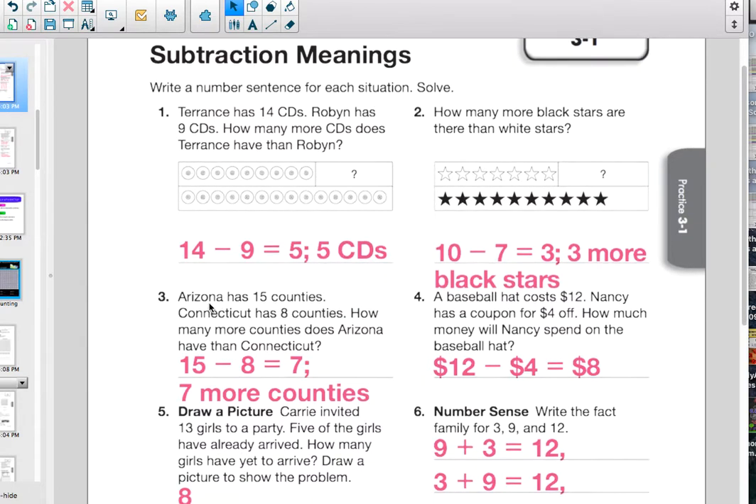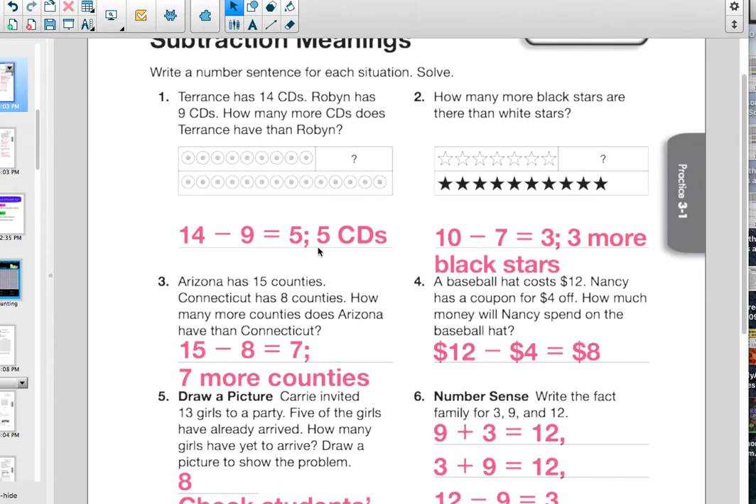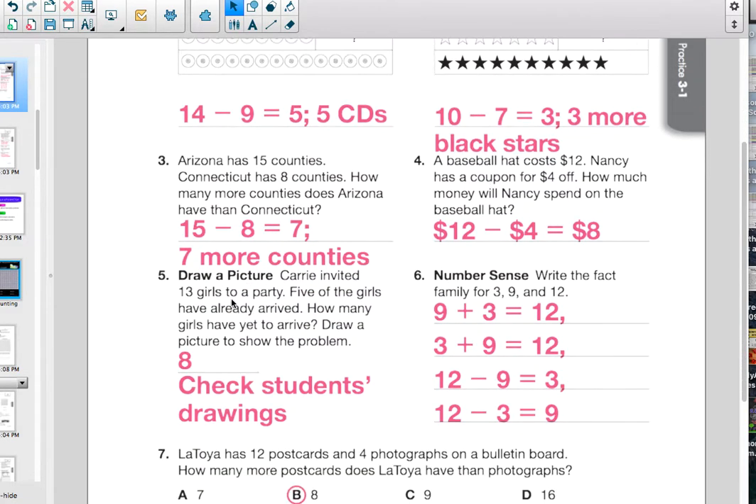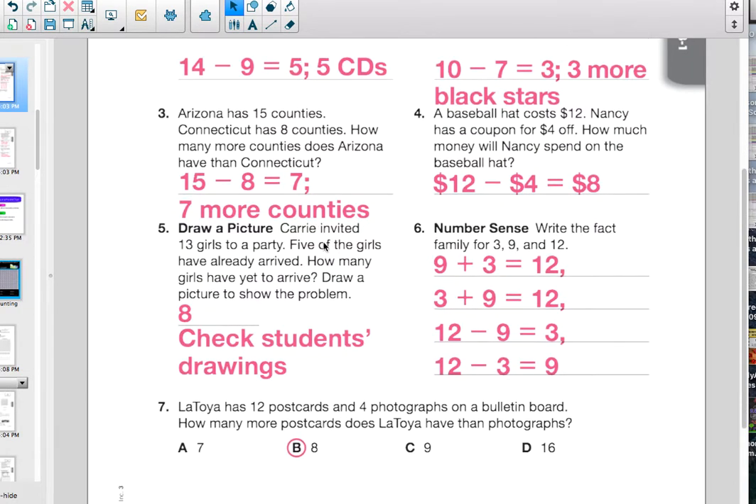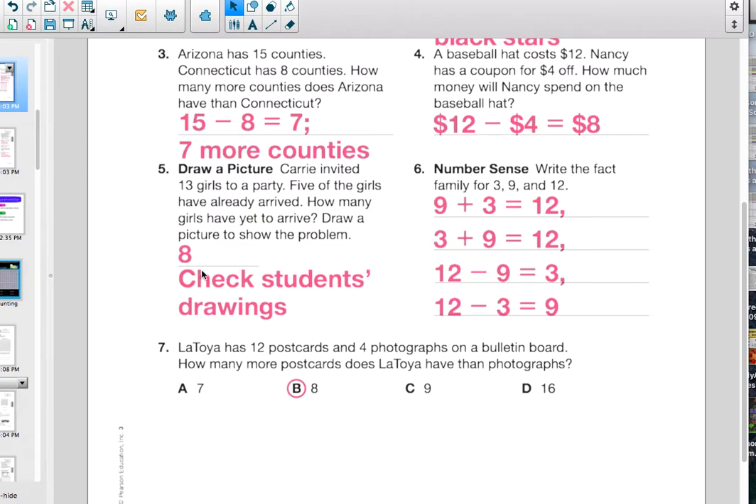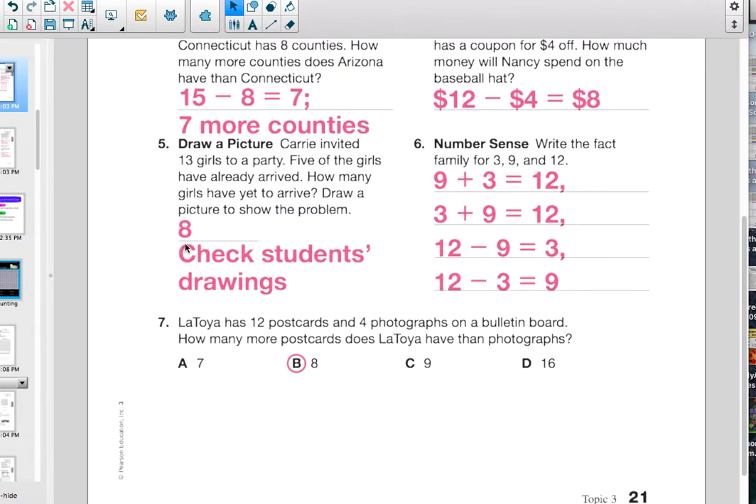Number 1 is 14 minus 9 equals 5, so it should be 5 CDs. Number 2, 10 minus 7 is 3. You should have had 3 more black stars. Number 3, 15 minus 8 is 7. There are 7 more countries. Number 4, $12 minus $4 equals $8. Number 5, you should have drawn a picture to represent 8.